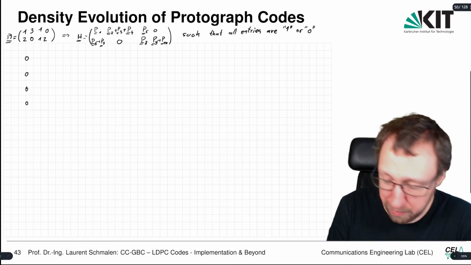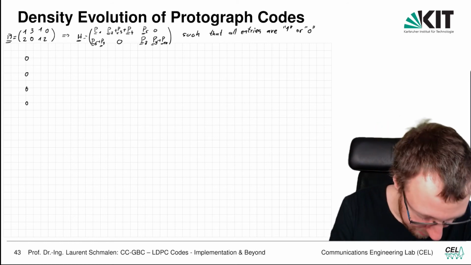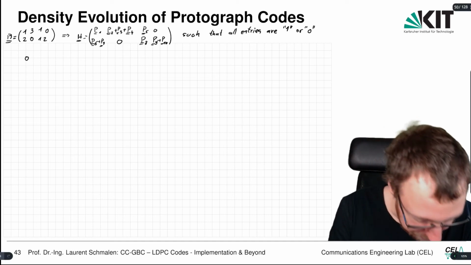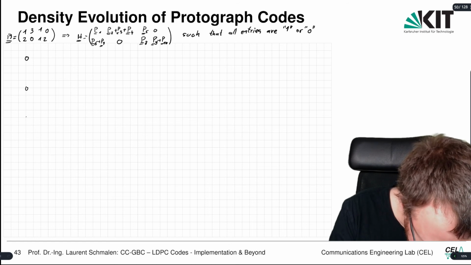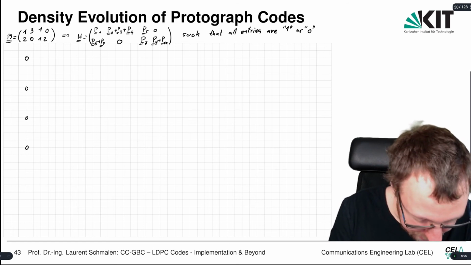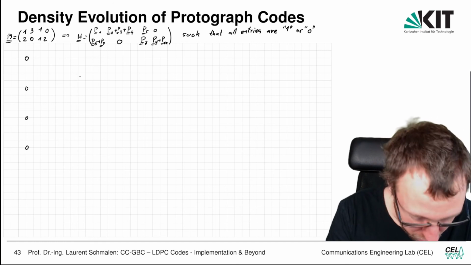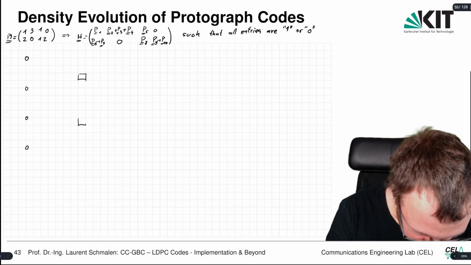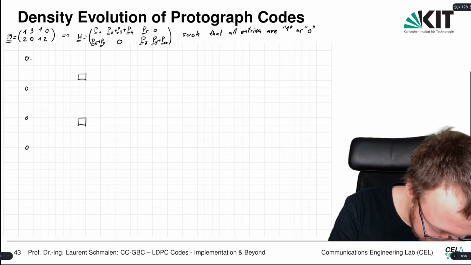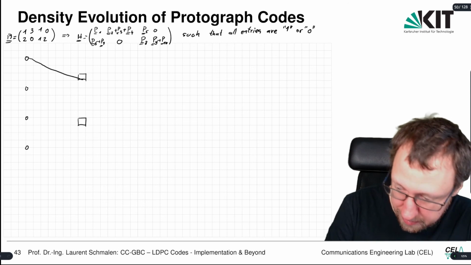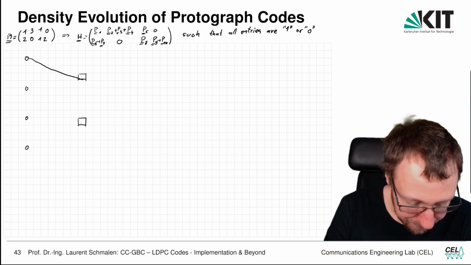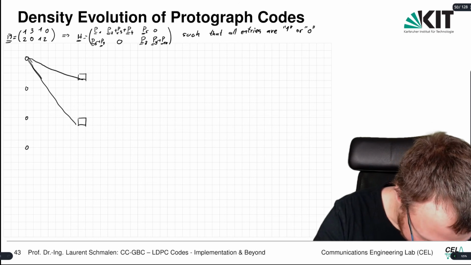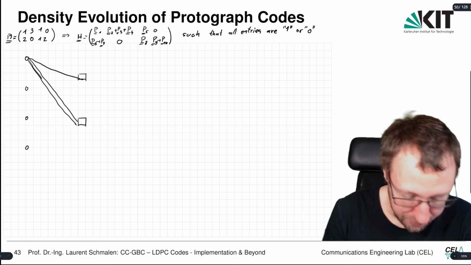We have 4 variable nodes, and we'll probably need a little bit more space. So let me just draw this. So 4 variable nodes, and we have 2 check nodes. So we have one edge connecting the first one with the second, and we have a double edge connecting the first variable node to the second check node.